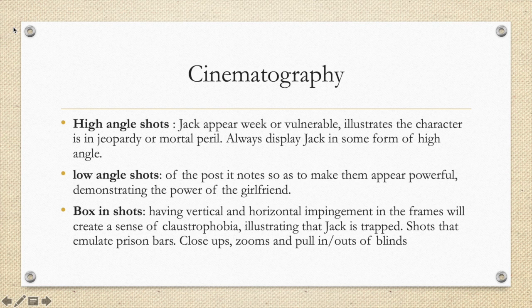Going to be using lots of high-angle shots to make Jack appear weak or vulnerable, to illustrate that the character's in jeopardy or mortal peril. So throughout the entirety of the film, we're always going to see Jack from a high angle, always being looked down upon, to always be reinforcing that theme that the character of Jack is in mortal jeopardy.